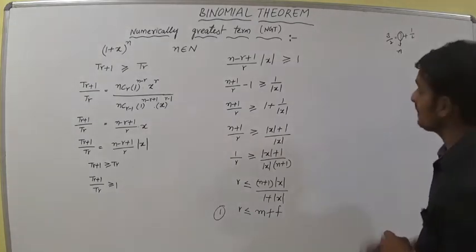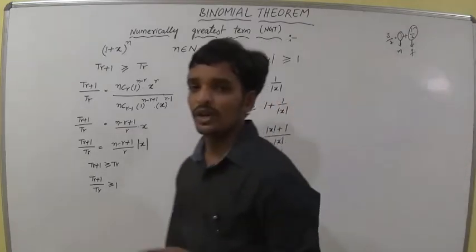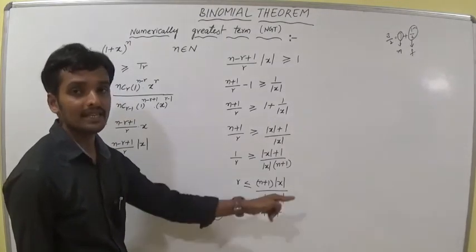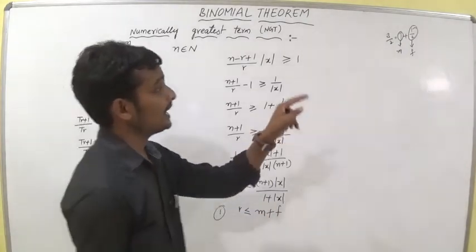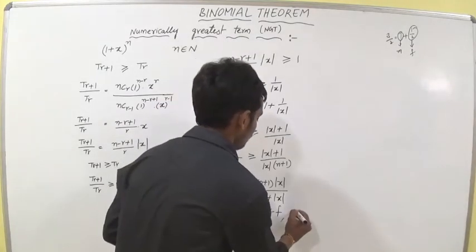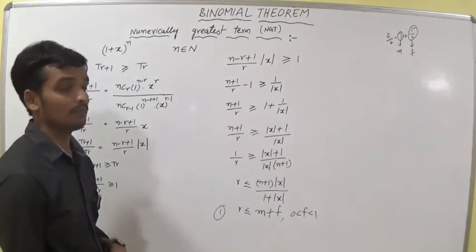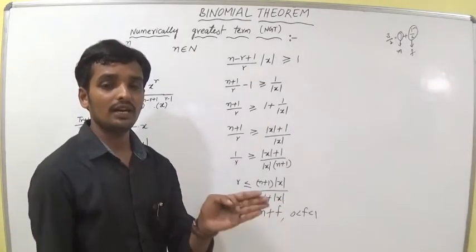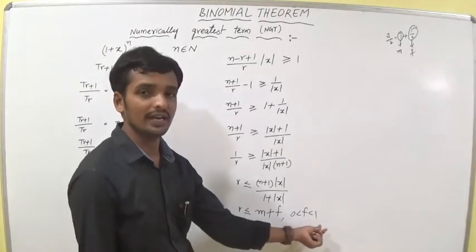This is the value of m. Here 1 by 2 is a fraction. In some cases we are getting this answer: r is equal to m plus f. Here f is a fraction, and this fraction must be a proper fraction. That means f is greater than 0 and f is less than 1. The value of the fraction is always between 0 and 1, not less than 0 and not more than 1.